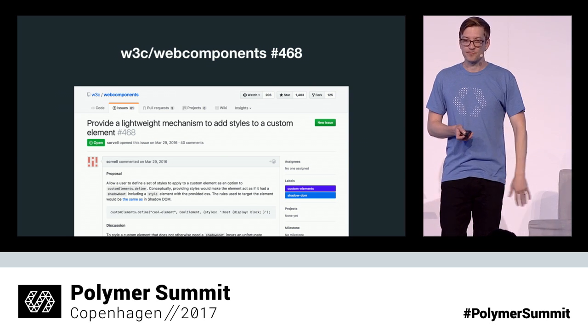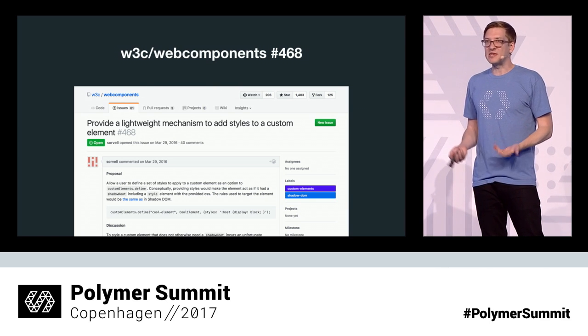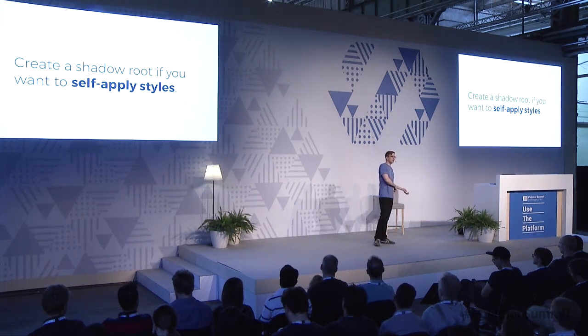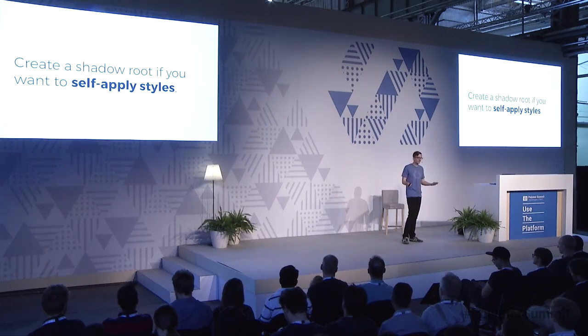It's not shipping anywhere. And it made me realize that you probably need to create a shadow root if your element is going to self-apply any styles. And you might have a shadow root that only contains a style tag, and that's totally OK. The benefit is that your element starts to become a lot easier for people to reuse. They can use it outside of shadow DOM. They can use it inside of shadow DOM. They can put it inside of more complex elements, and it just works.